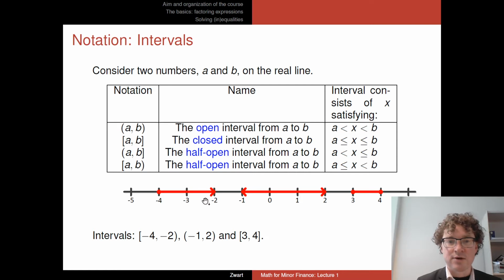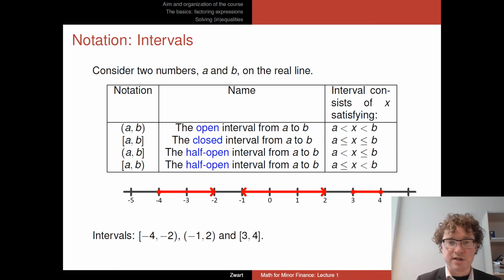An example again would be this particular interval over here. The red bit means any number between -4 and -2 is allowed. -4 itself is okay too, square bracket, a dot over here. But we don't want to allow -2 itself, so on the -2 side, this thing is actually open and not closed. So that's just some notation and terminology that we need to use in order to denote regions on the number line, or intervals on the number line as they are called.